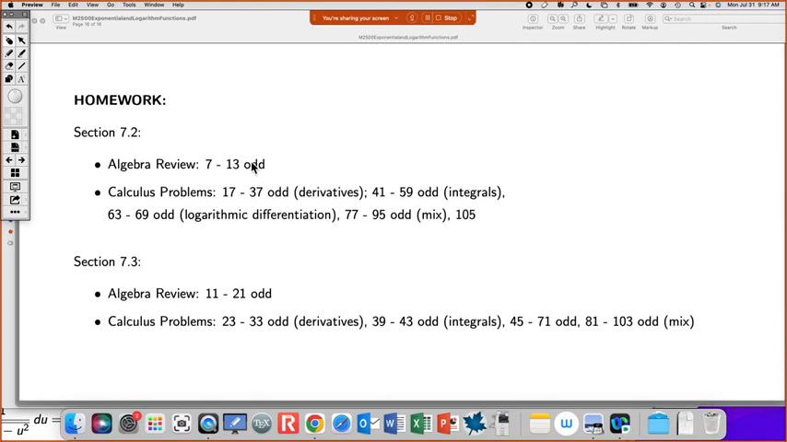So here's how the homework breaks down for 7.2 and 7.3. Once again, there's algebra review parts. The way your book breaks up this material is they have e to the x and natural log of x in 7.2, and then they have the different bases in 7.3. Okay. I would have organized things differently, but whatever.